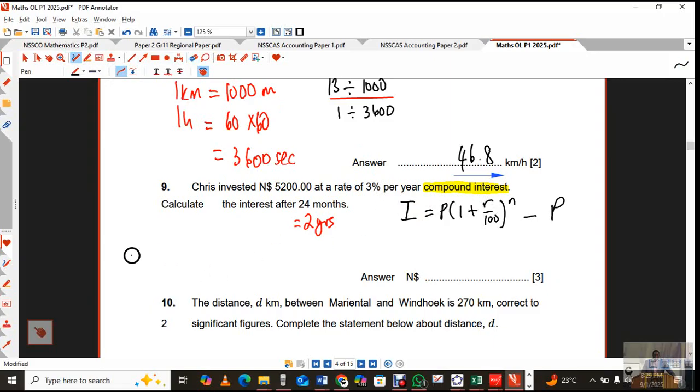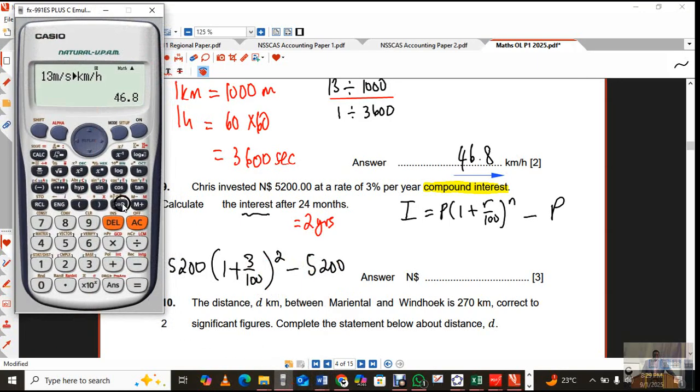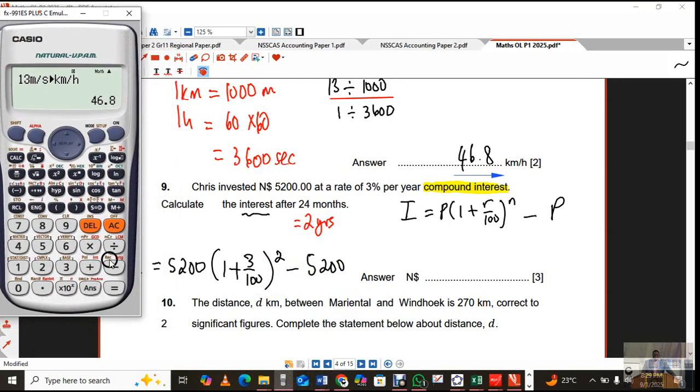We're going to say the interest, because that's what they are saying, calculate the interest, is equal to 5,200 open bracket, 1 plus our rate is 3%, and it's 2 years, but we're going to subtract that 5,200 again from it, because we are looking for the interest, not the amount. The other formula is different. For simple interest, you do the opposite. There you will be adding the principal to find the amount. So you have to be slightly careful when you are doing this.